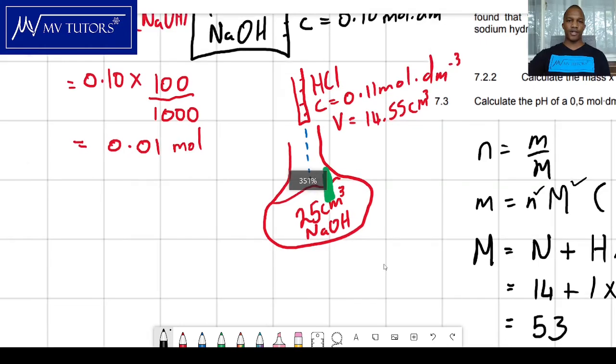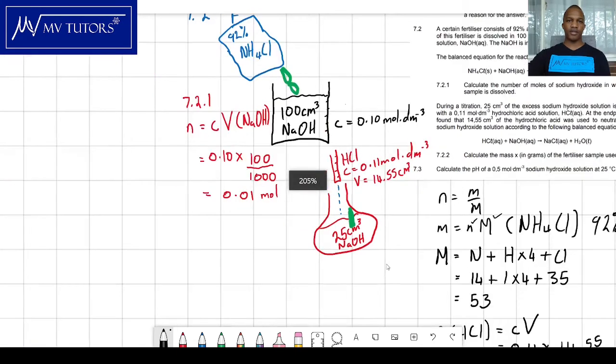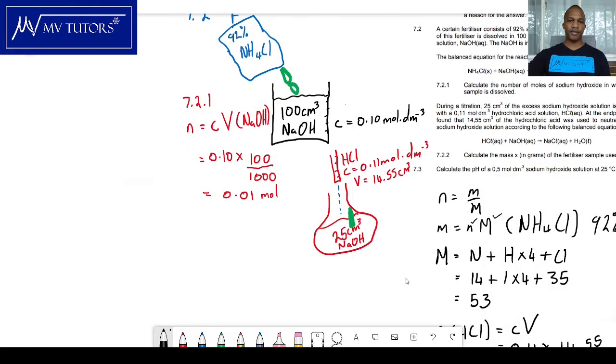Oh, that's too much zooming. I want it to zoom out a bit.